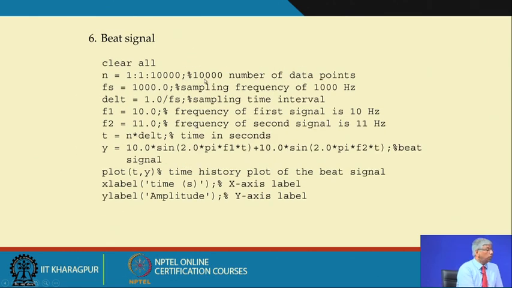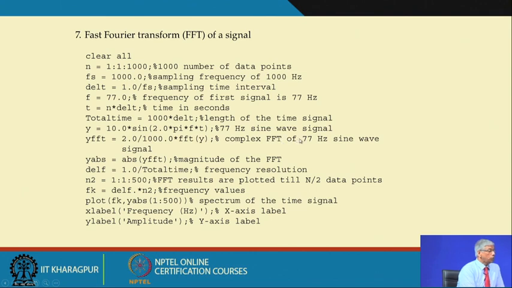Similarly, I can generate a beat signal, which we will see when we do the case of heterodyning, where I have 10,000 points. The only catch in a beat signal is that the frequencies f1 and f2 are very close to each other. One is 10 hertz and another is 11 hertz, and I am just adding two signals. They will look very close to an amplitude modulated signal, but they are not amplitude modulated in that sense.